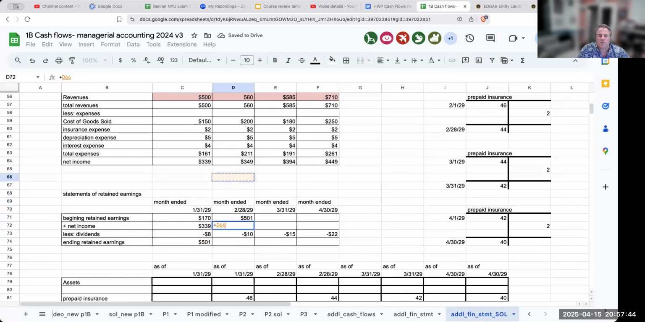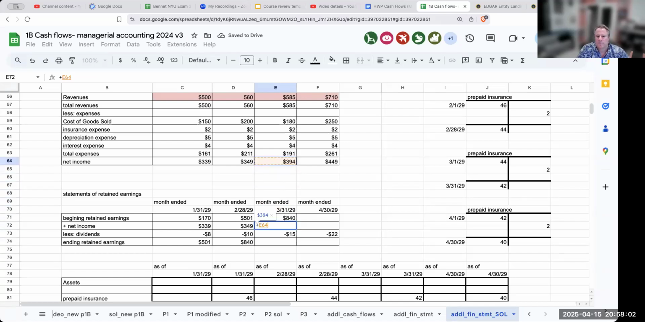My net income was 349. So my ending retained earnings are going to be my beginning plus my net income less my dividends, or what I gave back to my shareholders, or 840. This ending balance here becomes my beginning for the following month.